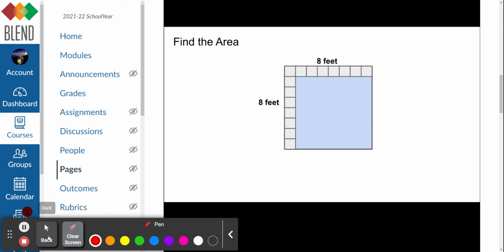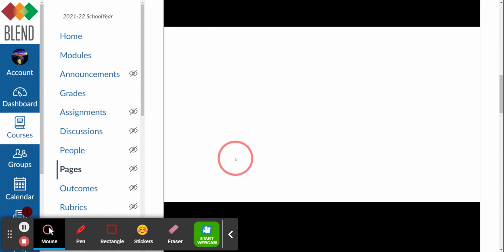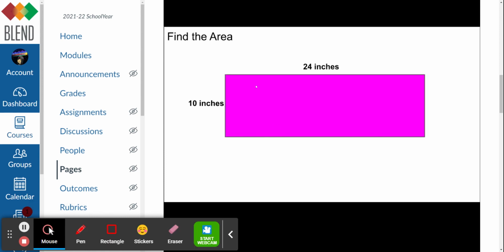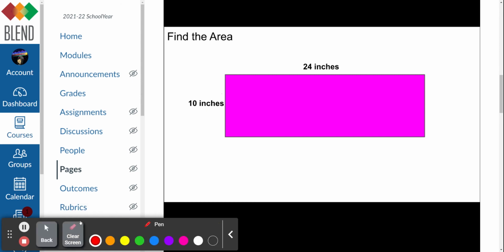Okay. Next, let's take a look at another rectangle. This time we don't have the square units, so we're just going to use the formula. And that's why the formula is so important, because once they remove the square units, you still have a way to find the answer. So area is equal to length times width. So go ahead and fill in the information you know.